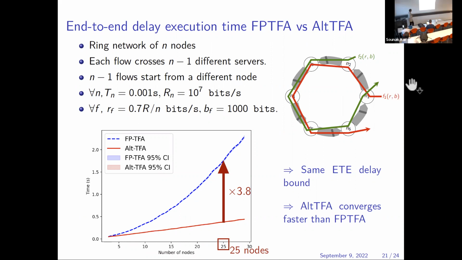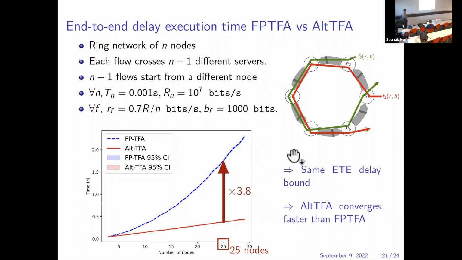And we show the rate latency, with latency for the server of 1 millisecond on the rate of 10 to the power 7 bits per second. The rate of the flow and the burstiness of the flow are such that we have a utilization of 70%. We do AltFA and we compare it with FPTFA.